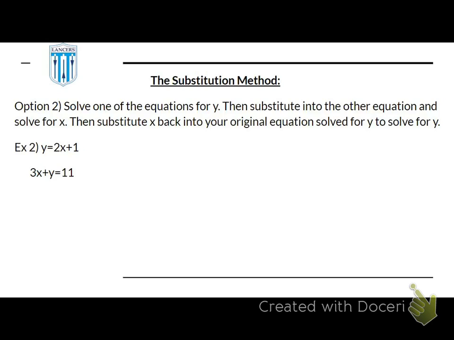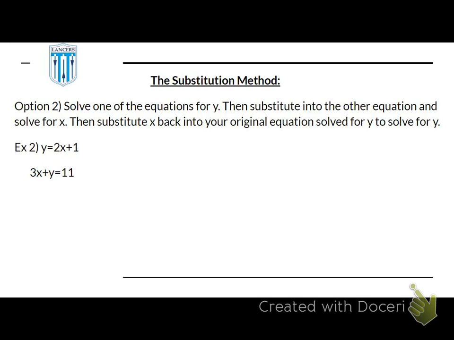The other way of doing it is pretty similar. Just swap all the x's and y's. The other way of doing it is to get y alone, or solve one of the equations for y. Then substitute into the other equation and solve for x. Substitute x back into the original equation that was solved for y to solve for y. So this second option, all we're doing in the directions is switching where we had x's and y's from the last one.